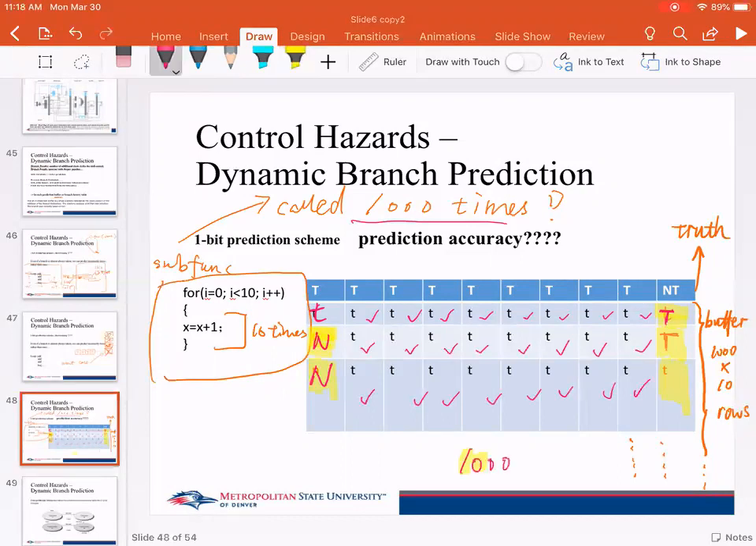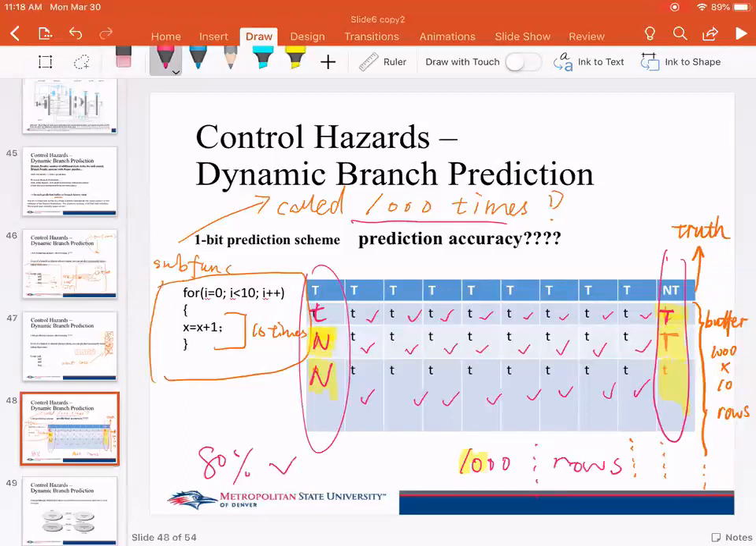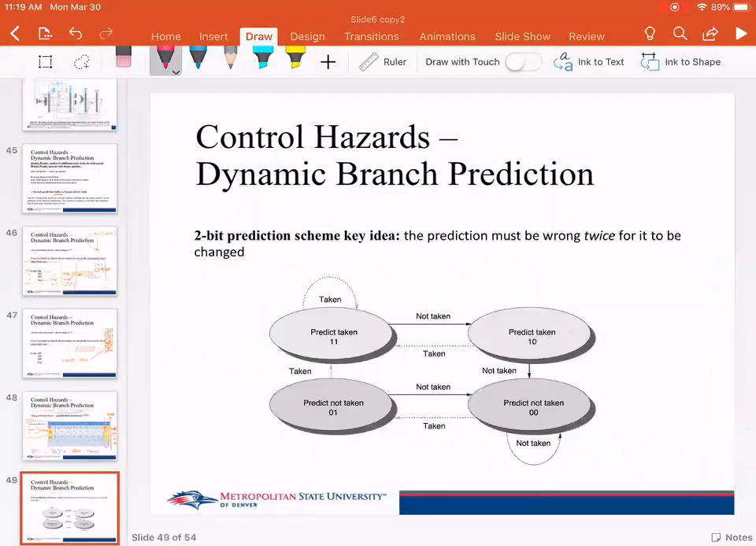So in general, when this piece of program gets executed 1,000 times, remember there are 1,000 rows, right? So in general, about 80% of my predictions are correct, and 20% of the predictions are actually wrong, right? So that's easy to understand.